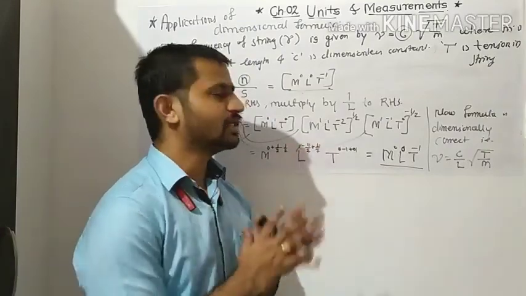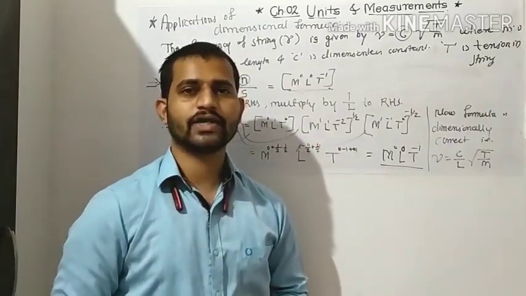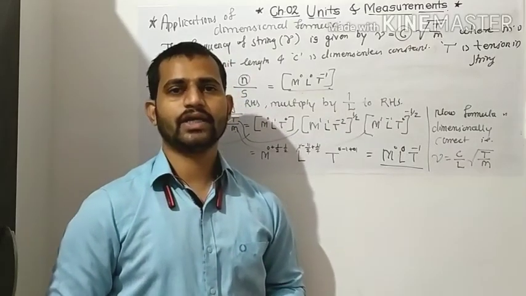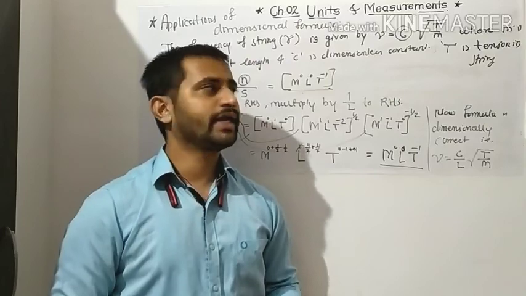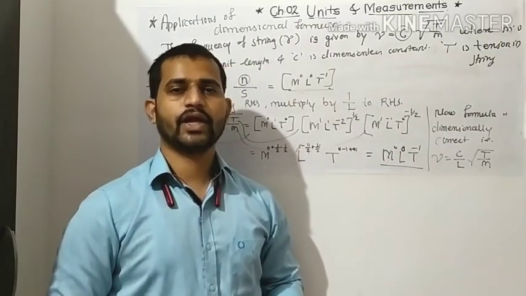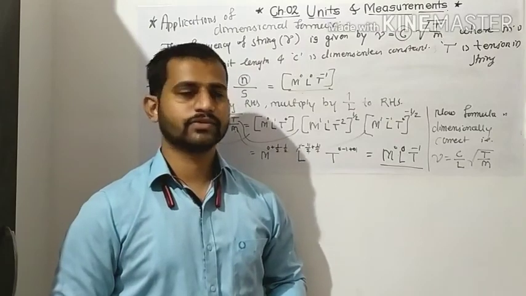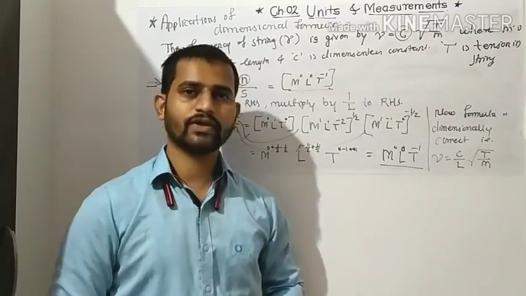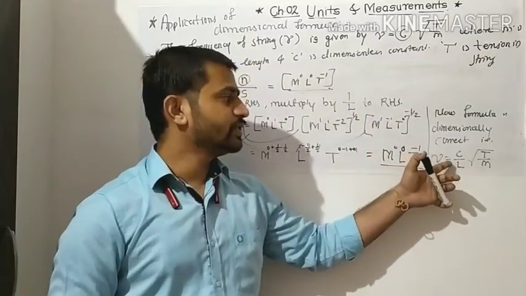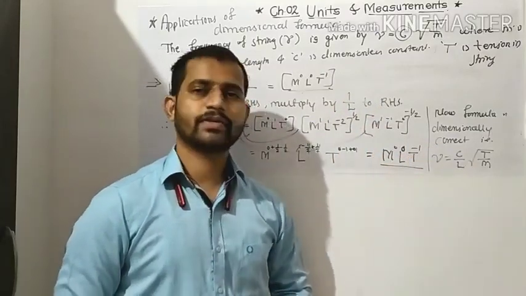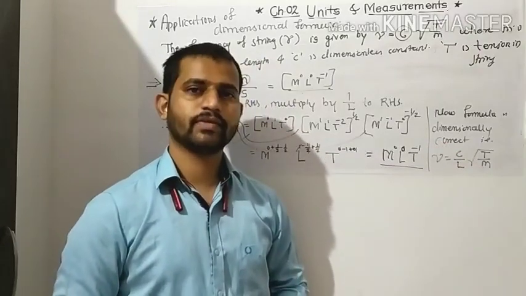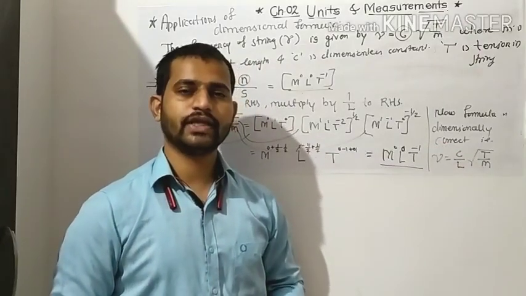Here we have first seen whether the LHS is equal to RHS. We have found that it is not equal. Then we have corrected this by dividing the given formula by 1 upon L. Then we get the correct formula. So this is the correct formula for the frequency, that is nu is equal to C by L under root of T by M, where C is the dimensionless constant. Okay, so like this we can go for the examples.